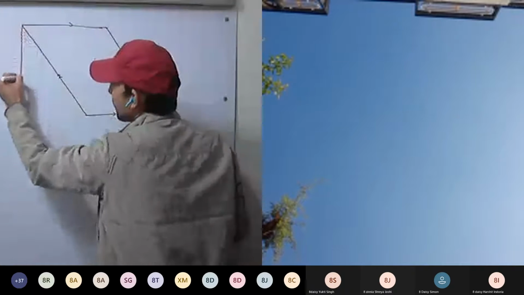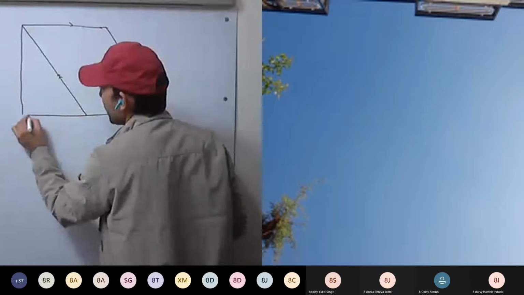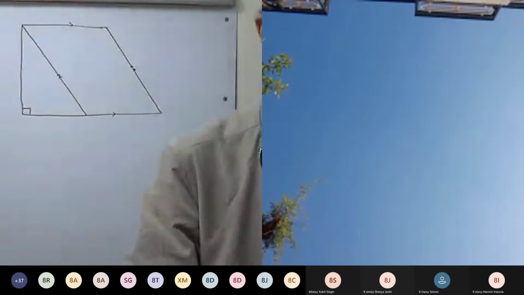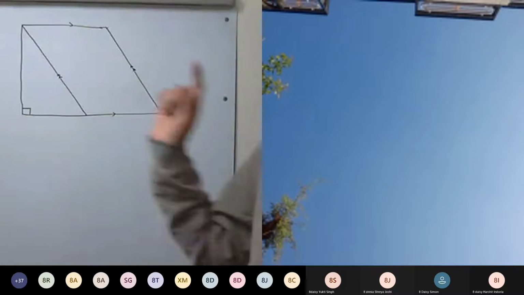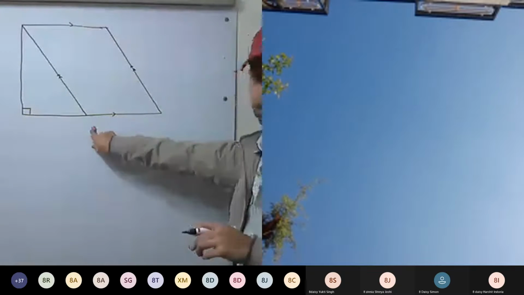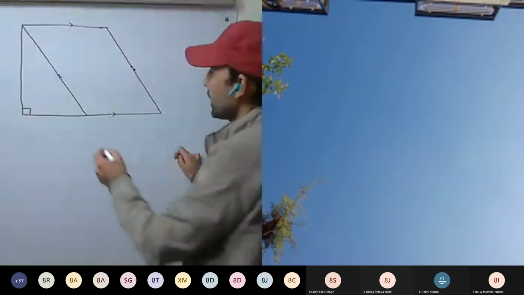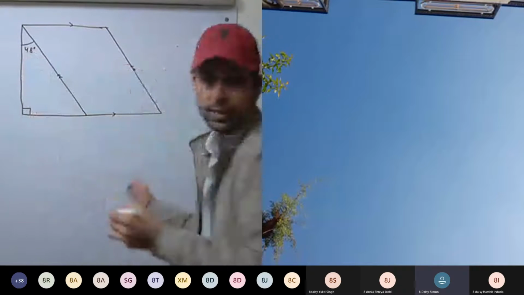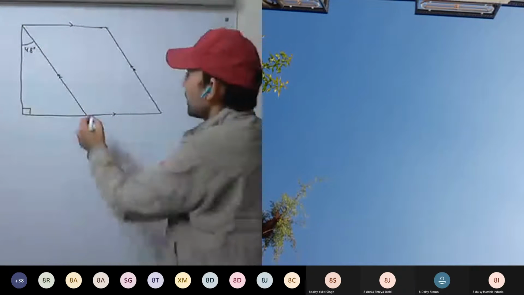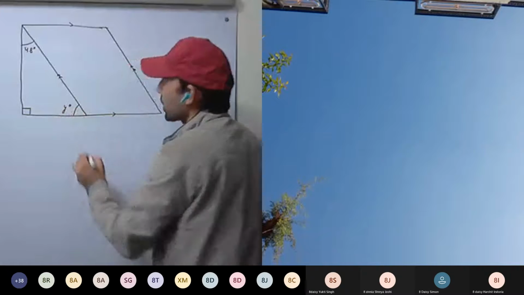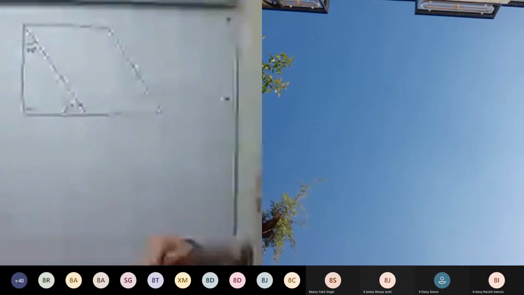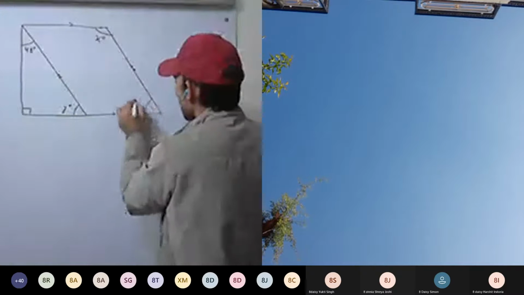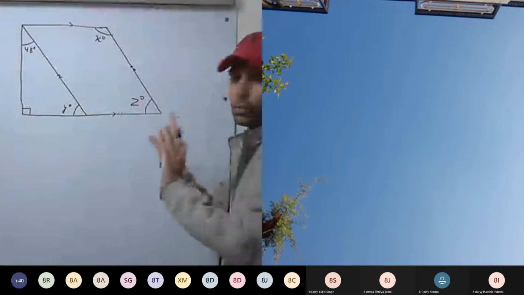Now this and this, they are meeting at 90 degree. Okay. Don't consider it as a trapezium. We can solve it. Consider it as a parallelogram. Okay. This is 90 degree. And this is how much? 48 degree. This is y degree. Okay. Now x degree and z degree. Always draw a good size figure.